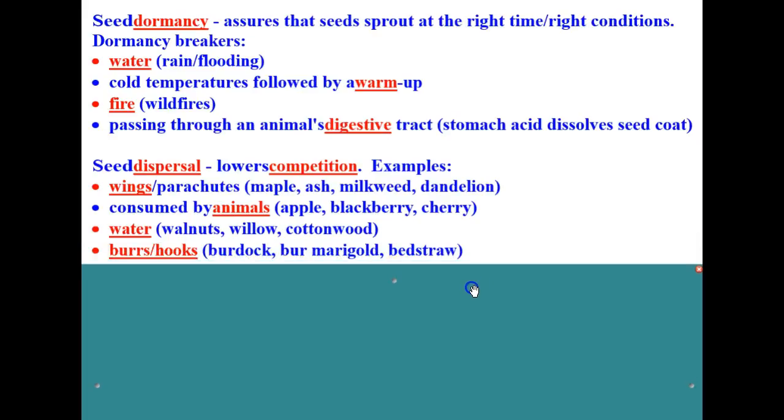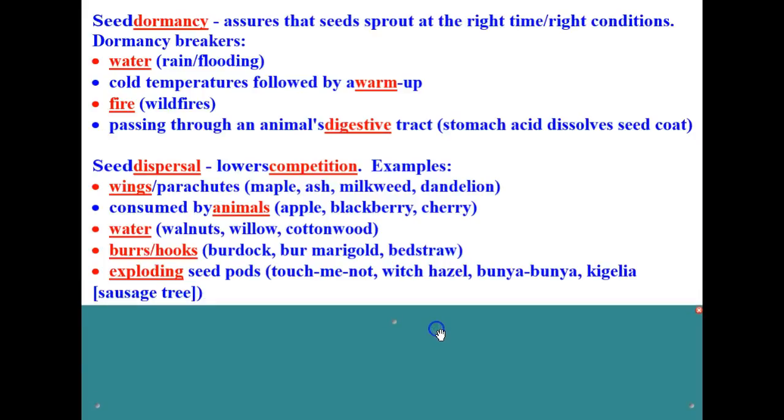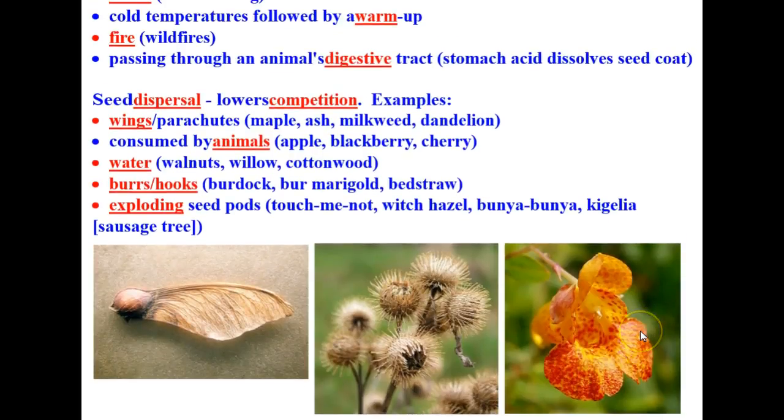Other seeds use burrs or hooks to disperse by catching on to animals that carry them away and drop the seeds in another location by picking them off. Examples are burdock, which we're very familiar with, burr marigold, and bedstraw. Other seeds have exploding seed pods, like the touch-me-not, witch hazel, bunya bunya, and the kigelia tree, also called the sausage tree. A few examples here in addition to the ones you just saw.